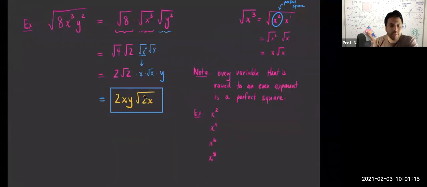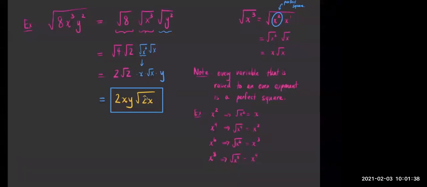Why are they perfect squares? Because when I take the square root of them, I get something else. The square root of x squared is x. The square root of x to the 4th is x squared. Do you guys see that? The square root of x to the 6th is x cubed. The square root of x to the 8th is x to the 4th.